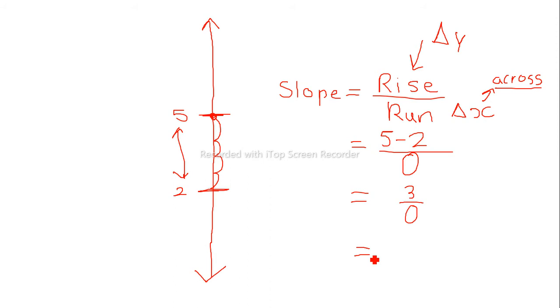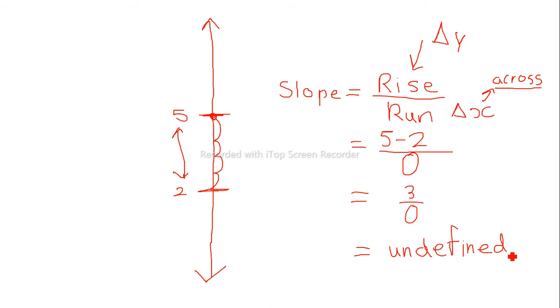Go ahead. Let me know what you get. Error, right? Because 3 can't be divided by 0. In maths, we have not defined division by 0. So it's undefined. Okay, so that's why we say that. So it has no slope.